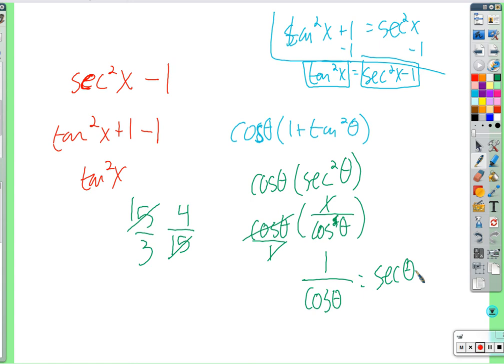Wow, it's pretty neat. That's definitely different from graphing. It's a different kind of aspect of trig where we cancel things out. We simplify trigonometric expressions.